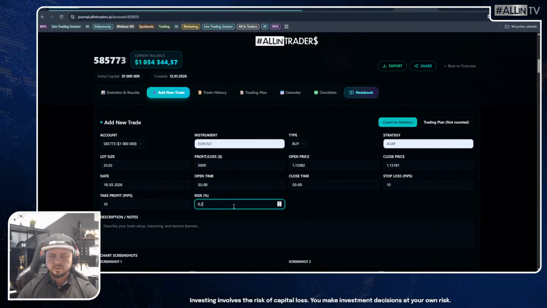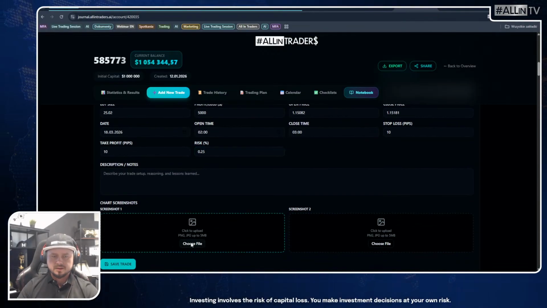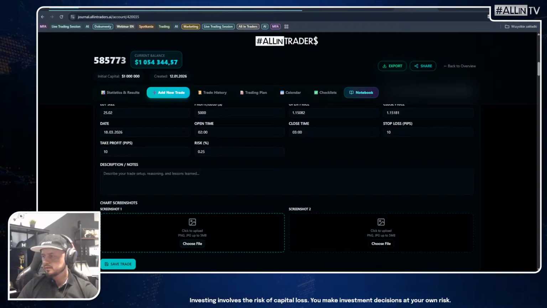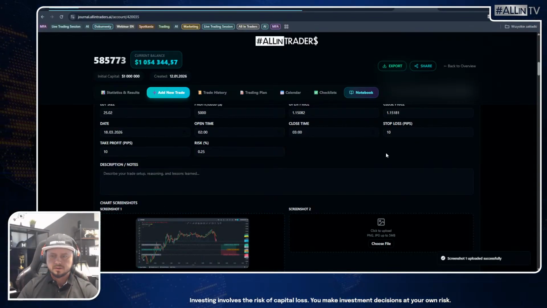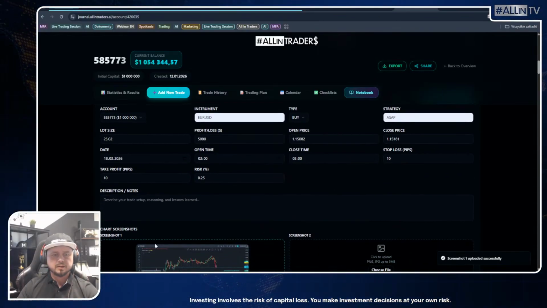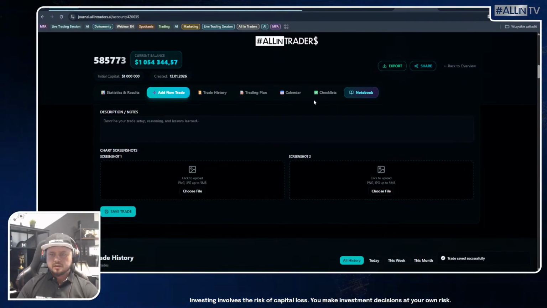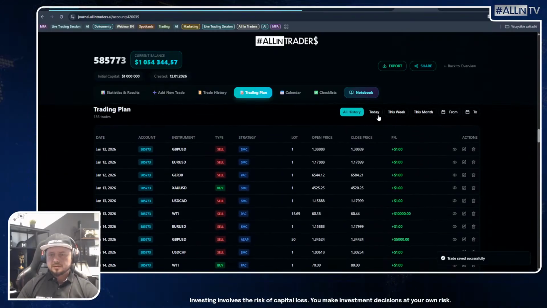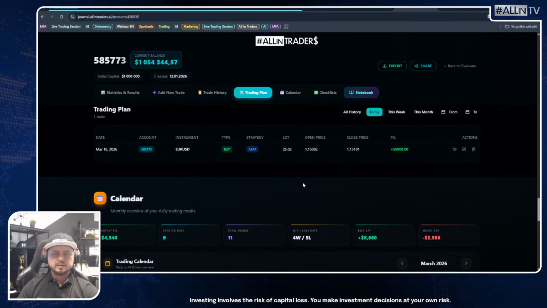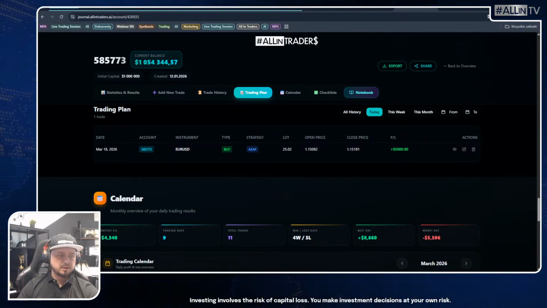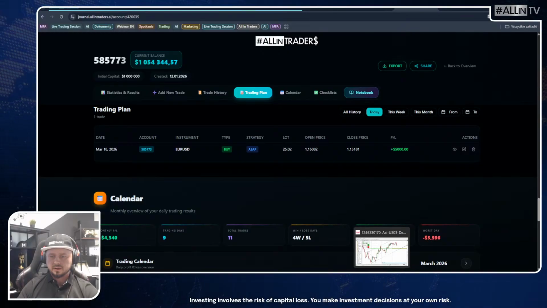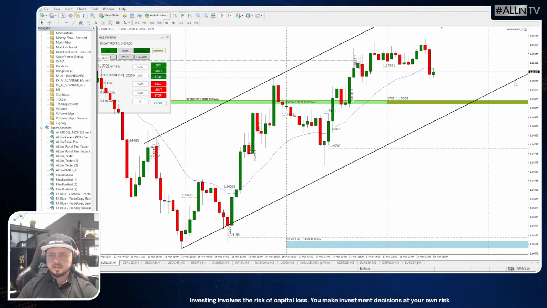Risk 0.25. Let's upload the screenshot. 18 USD. Okay, and this is the trading plan. Let's save it, guys. Okay, the trading plan is saved. First of the day. We got it here, so we're going to see if this order will activate or not. That's important. And now let's have a look at some other things.